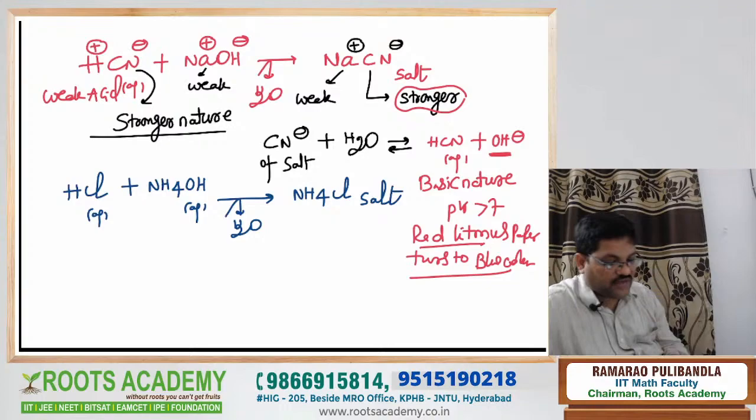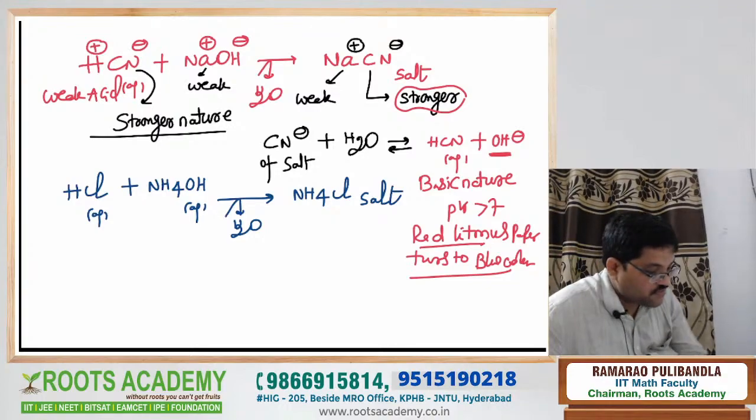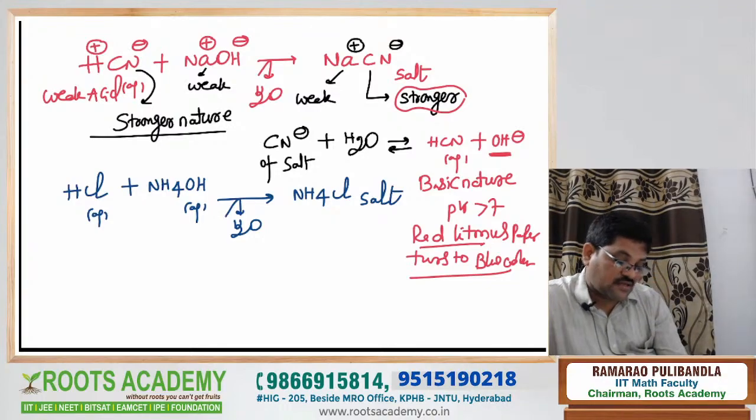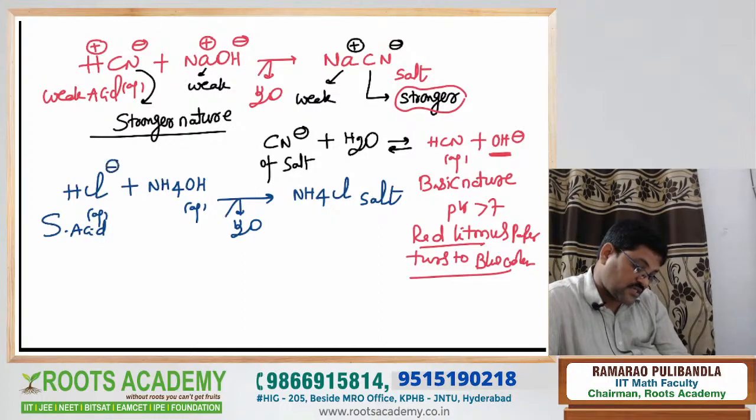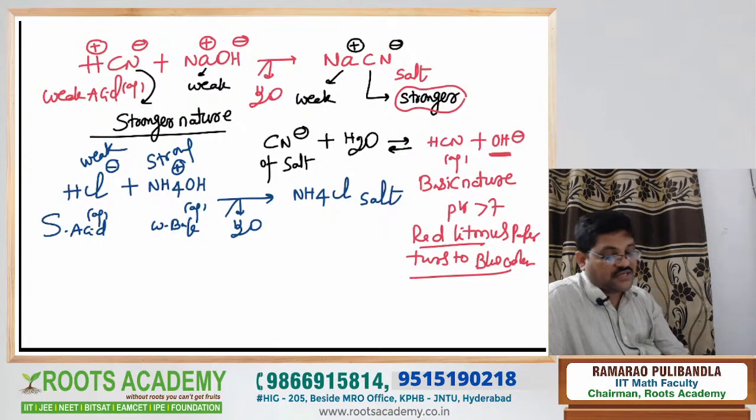Any doubt? So hydrochloric acid is a strong acid. Ammonium hydroxide is a weak base. So this is a strong acid. If acid is strong, the corresponding Cl- ion is weak, and ammonium hydroxide is a weak base. Weak base means the corresponding cation is strong. Simple logic.